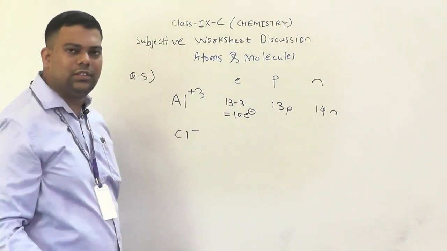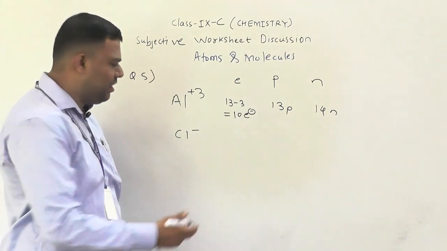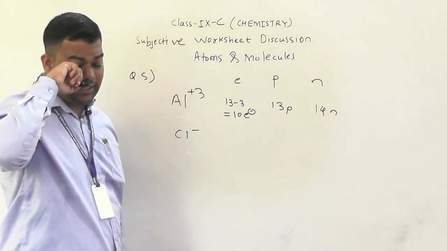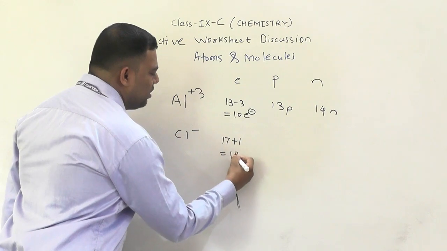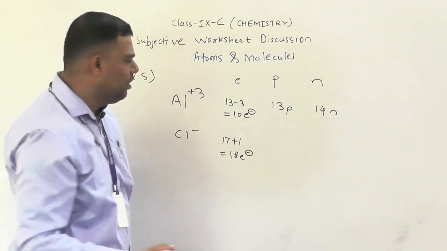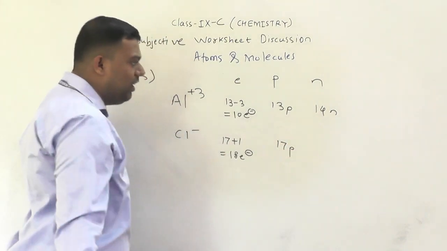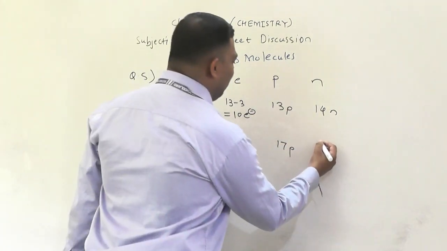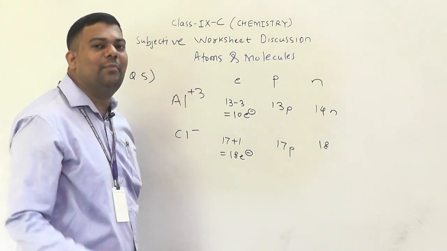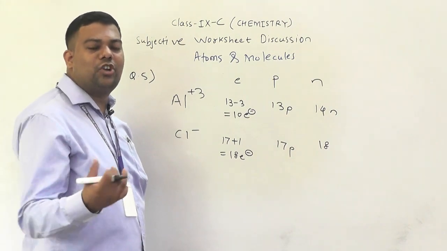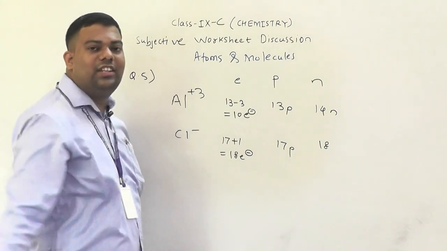Understood? So 10 electrons, 13 protons and 14 neutrons. So see in Cl minus, minus 1 means accept, so addition. Say the original atomic number Z they gave is 17. So 17 plus 1 is equal to how much? 18 electrons. Understood? So how many protons in that? Yes, 17. Okay, so neutrons how much? 18. But by average atomic mass, how many neutrons will come? 18.5, because the average atomic mass of chlorine is 35.5 and the number of protons is 17.